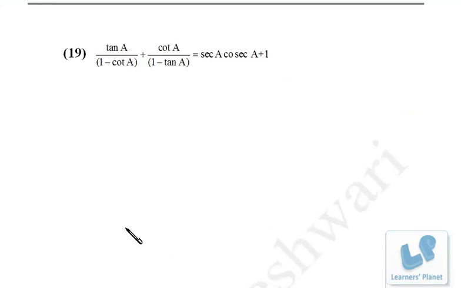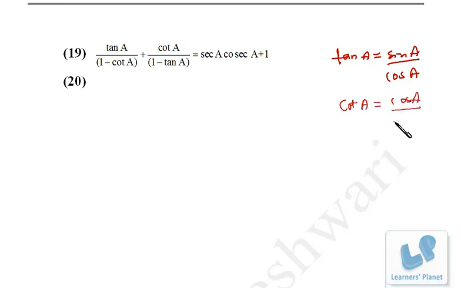Now let's take this identity. We'll start from the left hand side and reach the right hand side. So what is tan A? Tan A is sin A by cos A, that we already know. And what's cot A? It is cos A by sin A. Now I put the value of tan A and cot A over here. I start with the left hand side.